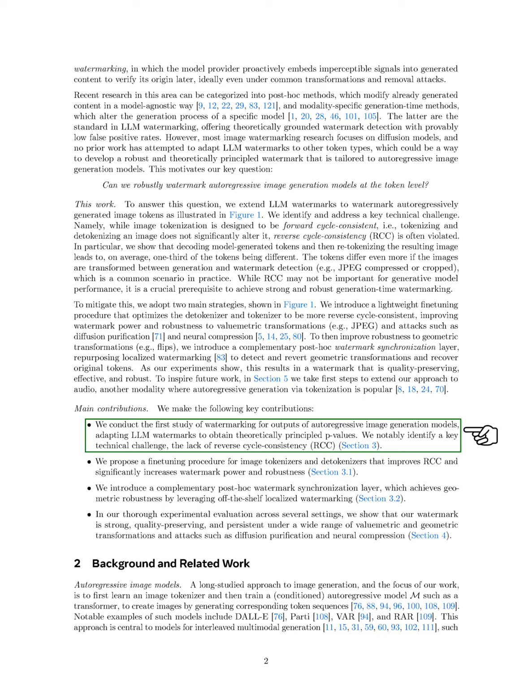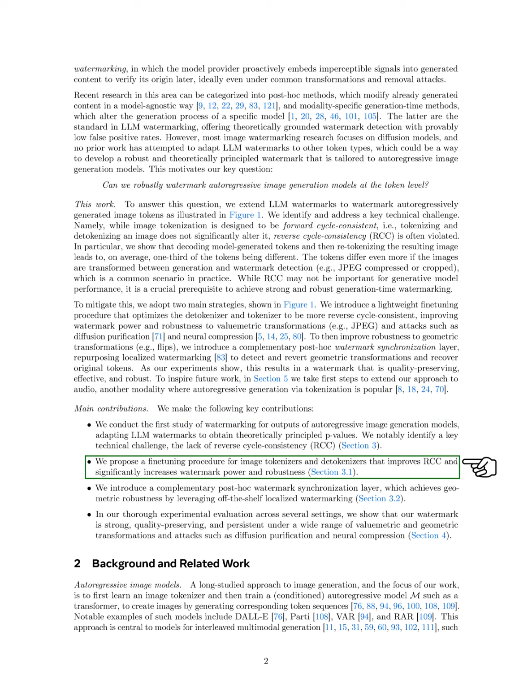Our key contributions include the first study of watermarking for outputs from autoregressive image generation models, adapting language model watermarks to achieve theoretically sound results. We highlight the challenge of reverse cycle consistency and propose a fine-tuning method to improve it, significantly enhancing watermark strength and robustness. Additionally, we introduce a synchronization layer for geometric robustness using localized watermarking. Through extensive experiments, we show that our watermark is strong, preserves quality, and remains effective against various transformations and attacks.